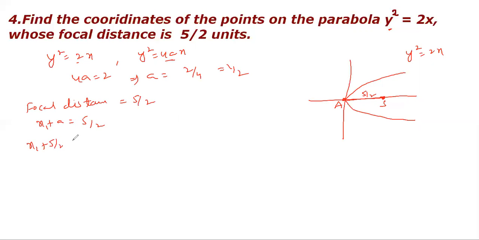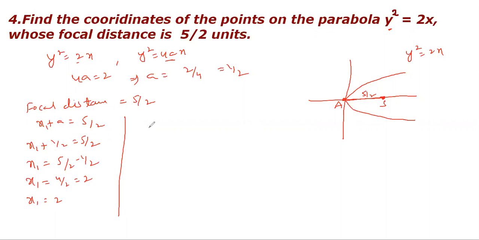So x1 plus 1 by 2 equals 5 by 2. Taking 1 by 2 to the right side, minus 1 by 2, you will get x1 equals 5 minus 1, which is 4, 4 by 2 equals 2. So x1 equals 2.